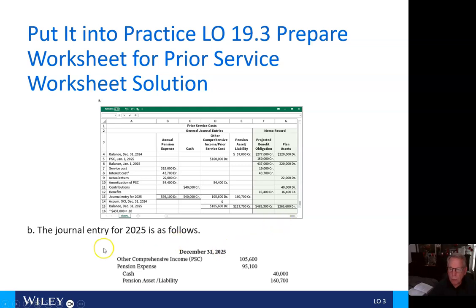All right. So the journal entry then for 2025 is going to be a debit to other comprehensive income of 105,600. Get that here. We're also going to have another debit for the sum of the annual pension expenses here for 95,100. And then cash we will credit for $40,000 here. And the pension asset liability 160,700, which we get here.